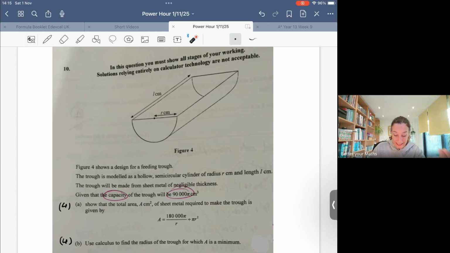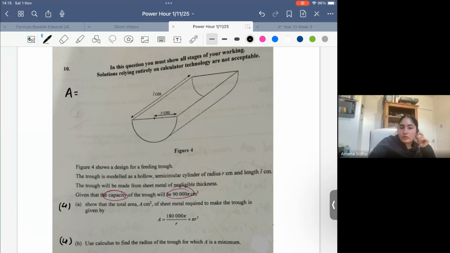So what are they asking us? They are asking us to write the area of metal, the surface area. So how would they write the area of this thing, the surface area? Amelia, what would you try to do if I write the area? This is going to be a rectangle and two semicircles. So what would be the area in terms of L and R?